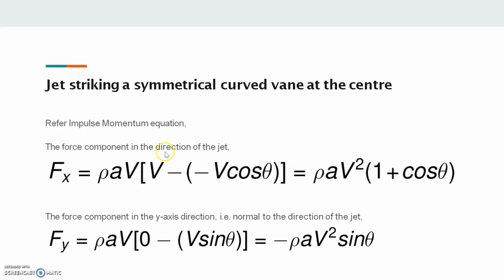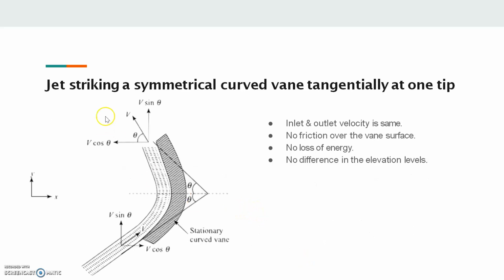So again, referring to the impulse momentum equation, Fx will be equal to rho A V into v minus minus v cos theta, which is rho A V squared into 1 plus cos theta. And similarly Fy will be equal to rho A V into 0 minus v sin theta, which is minus rho A V squared sin theta.